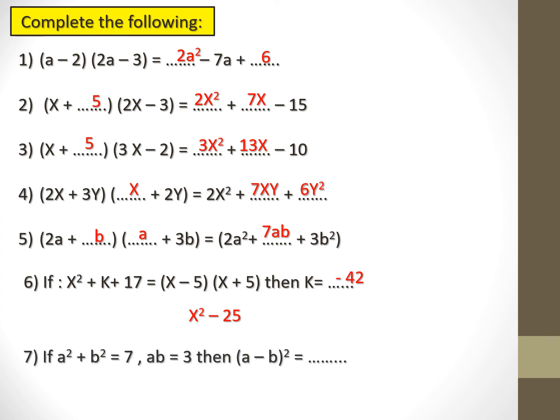Another example, if a power 2 plus b power 2 equals 7 and ab equals 3, then a minus b all power 2 equals, firstly we will analyze a minus b power 2 into the first square, a power 2, the first times second times 2, a times negative b times 2 equals negative 2ab, plus the second square, b power 2. a power 2 plus b power 2 equals 7, and negative 2ab is negative 2 times 3 equals negative 6. So 7 minus 6 will be 1.